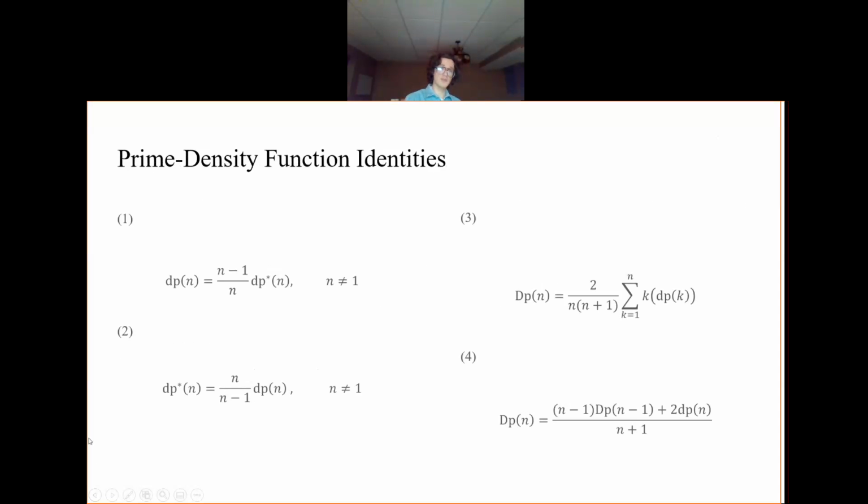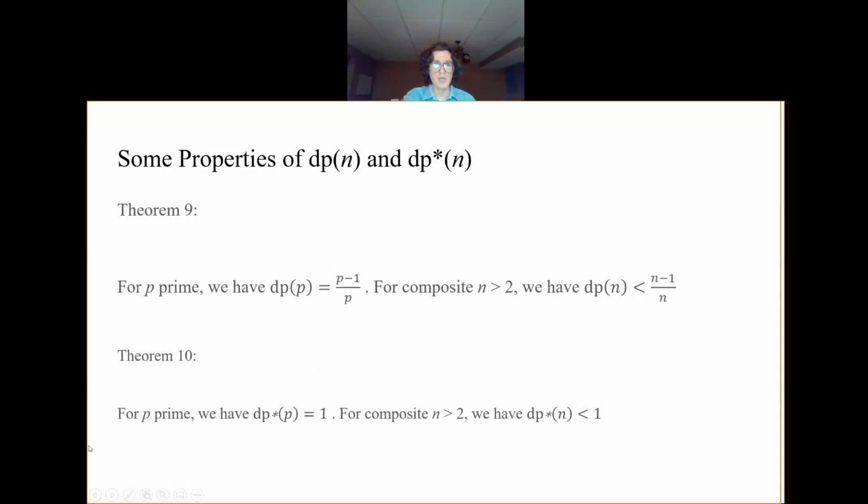So we have some prime density function identities obtained through simple algebra, which go to show that these functions are highly related to one another, and these may be useful in proving theorems or in solving for values. And we have some properties of dp of n and dp star of n. Theorem 9 states that for p prime we have dp of p equals p minus 1 over p, and that for all composite numbers dp of n is less than n minus 1 over n. So for a given n, n minus 1 over n is an upper bound for the dp function.